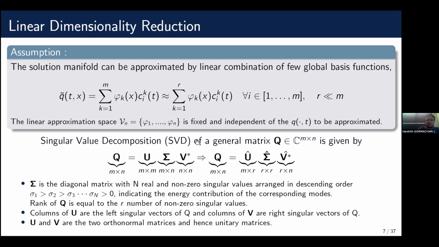Singular value decomposition is mainly used for linear dimension reduction, as I mentioned, and can be decomposed into three matrices, where U contains the left singular vectors, which has the POD modes, which represent the structure of your data, and Sigma is a diagonal matrix with diagonal entries of singular values, which are arranged in decreasing order, and which indicate the energy contribution of the corresponding modes.